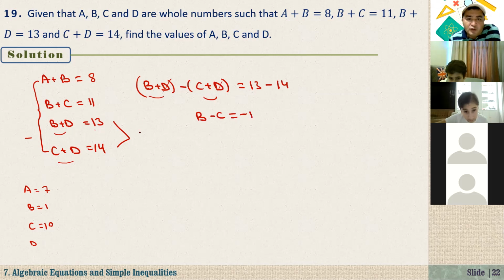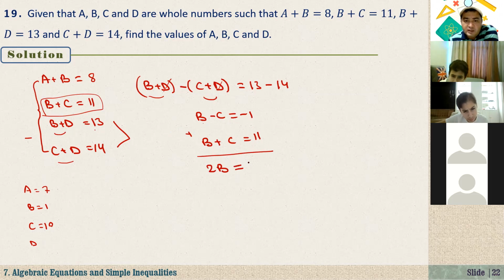Now, do I have any equation that involves only B and C? Our second equation, right? I can write the second equation, B plus C is equal to 11. Now if I add them together, left-hand side to left-hand side, right-hand side to right-hand side, B plus B is 2B. Negative C plus C is equal to 0. Negative 1 plus 11 is equal to 10. From here, B is equal to 5.